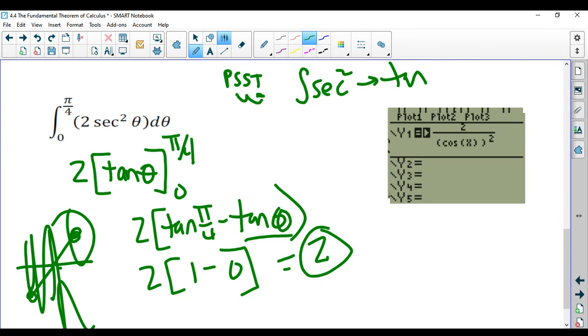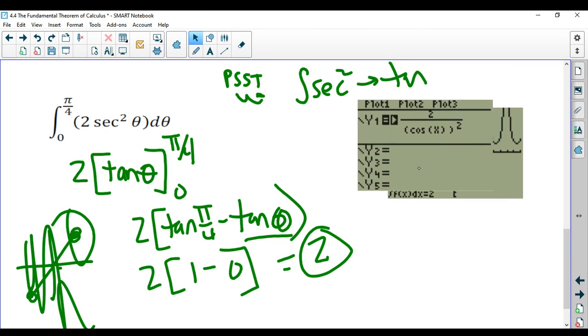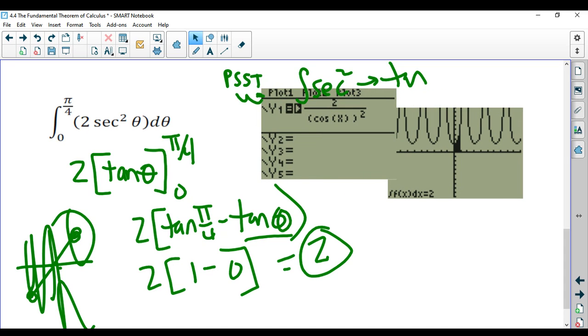So it shouldn't be a surprise that when I plug this in the calculator, we should get 2. When you plug in secant squared, remember you have to enter it as its reciprocal. So instead of 2 secant squared, I typed in 2 over cosine x quantity squared. Second calc 7 from 0 to pi over 4. And I got 2.